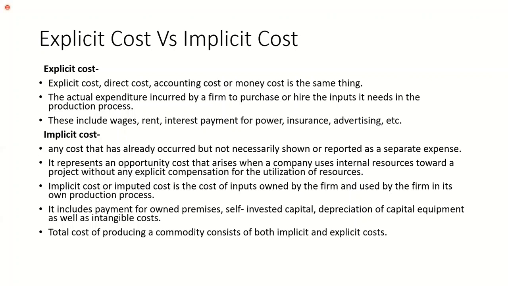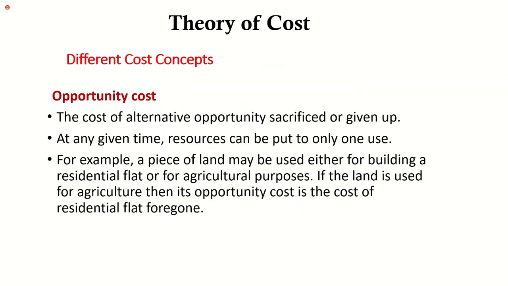And the other type is implicit costs. So it's the opposite. They are not really tangible costs, but costs that have already been incurred but not necessarily shown or reported as a separate expense. So your financial accounts would not show this type of cost. A good example is the opportunity cost.